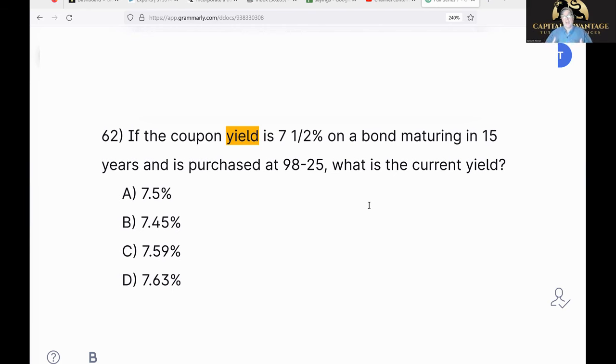Current yield is what you're earning each year, right? So I should have said that in the other one, but it is. It's what you're earning each year. And they're going to ask you that a couple of times, whether it's on bonds or on dividends or stuff like that. So here, 7.5%. A bond purchase at 98.25.